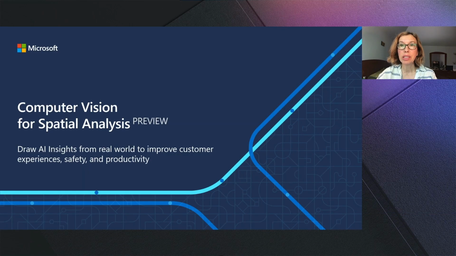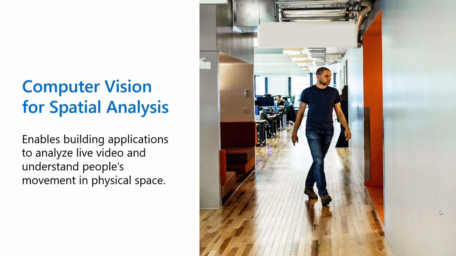Great, let's get started with spatial analysis, which enables you to draw AI insights from the real world. Computer vision is an Azure cognitive service which runs vision AI on images. Spatial analysis is a new feature of the computer vision service, and it runs vision AI on live and recorded streams to understand people's movement in physical space.